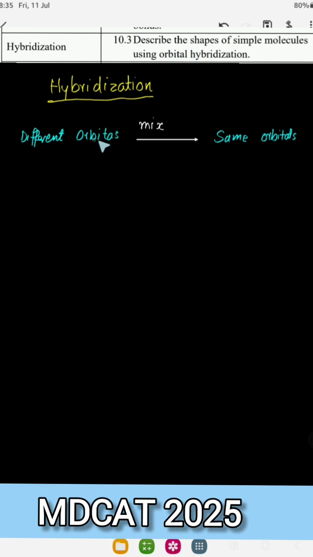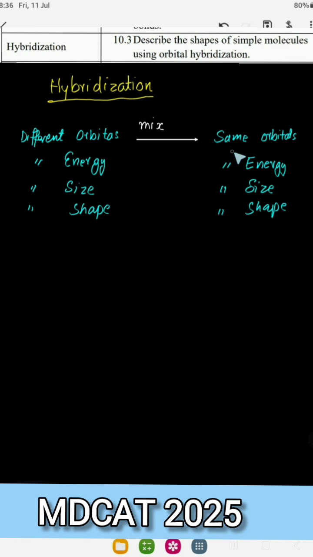Hybridization: different orbitals mix together to form same orbitals. How different? They have different energy, different size, and different shape. The same orbitals formed have same energy, same size, and same shape. This process is known as hybridization.